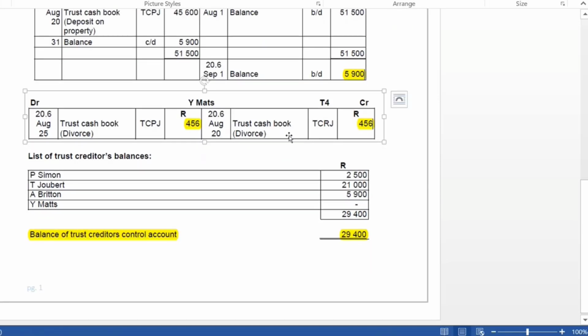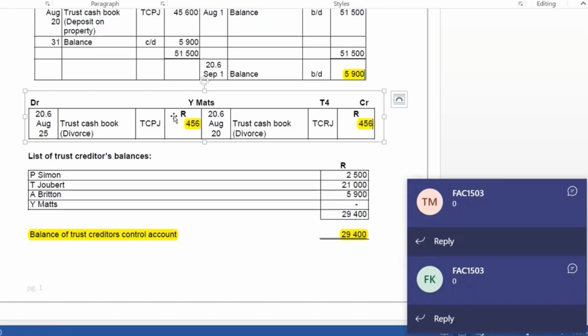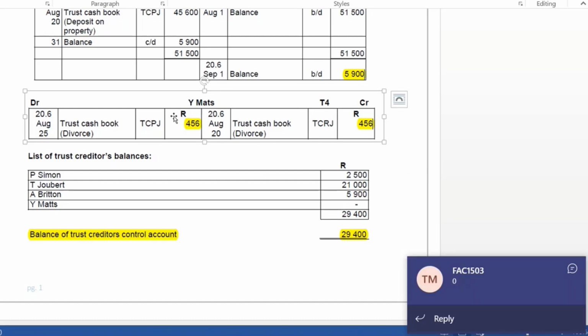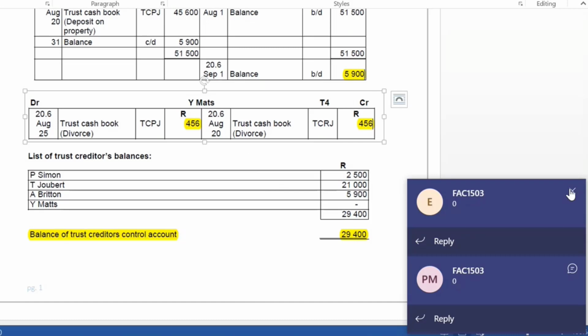And then YMATs, how much does the attorney owe YMATs? Please comment on the chat. Faith is saying 0. Tepiso 0. Karabo 0 and Faith 0. Yes, guys. Yes, Elisha 0. Yes, well done, guys. Well done.